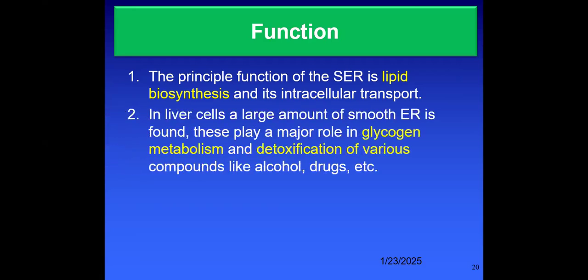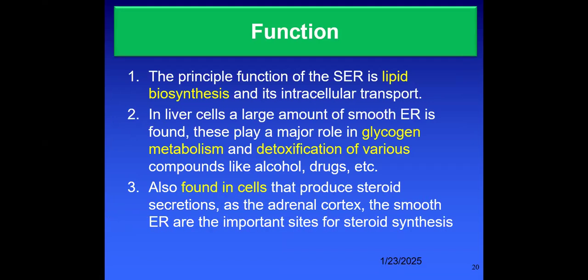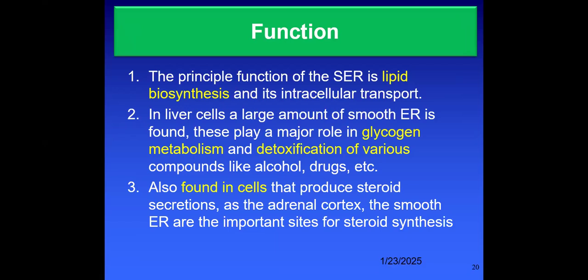In liver cells, a large amount of smooth endoplasmic reticulum is found. It plays a major role in glycogen metabolism and detoxification of various compounds like alcohol, drugs, etc. It is also found in cells that produce steroid secretions, such as the renal cortex, where the smooth endoplasmic reticulum is an important site for steroid synthesis. So from the slide we can summarize the main functions: lipid synthesis, glycogen metabolism, detoxification, and steroid synthesis.